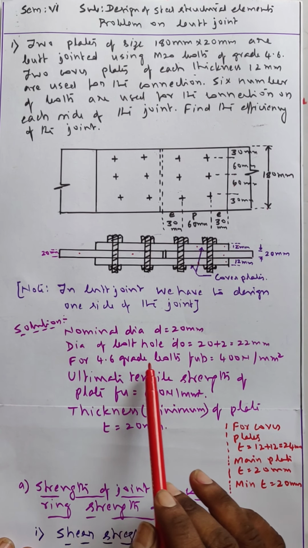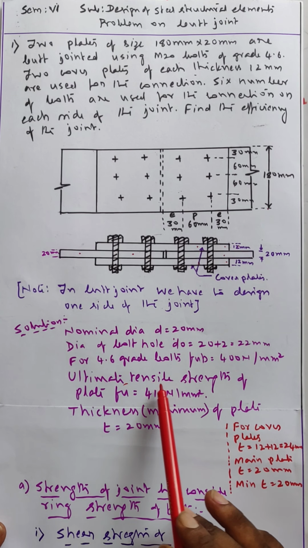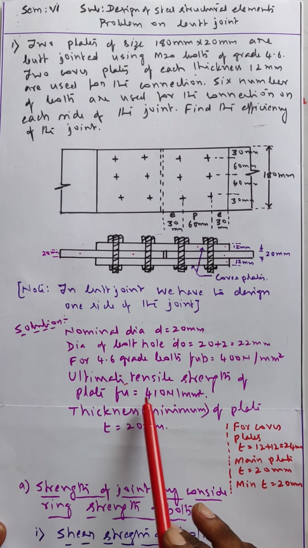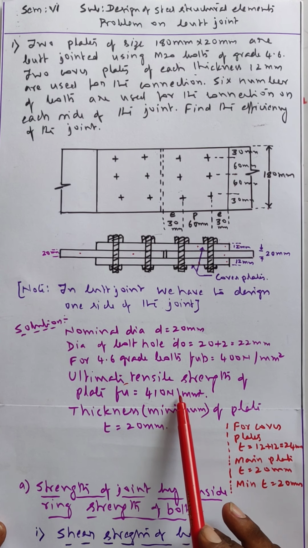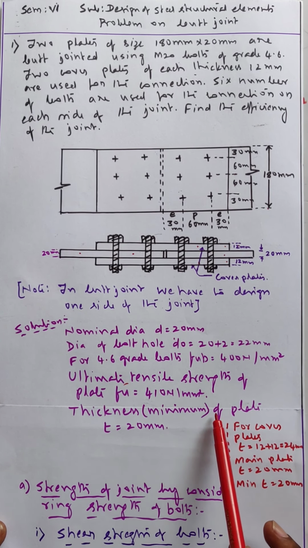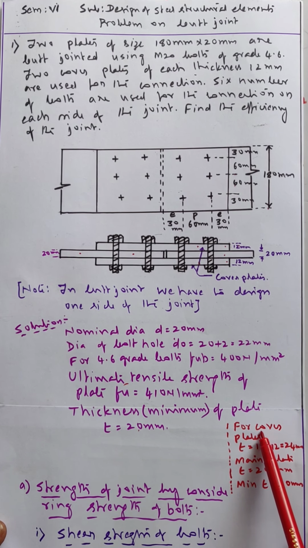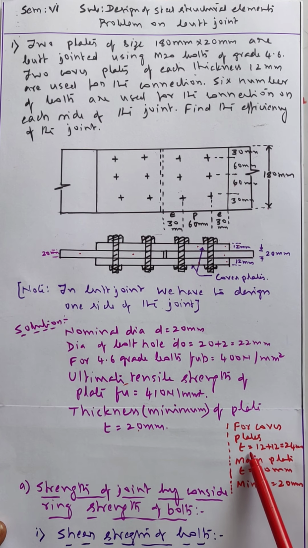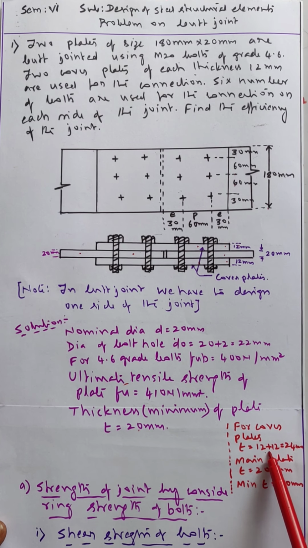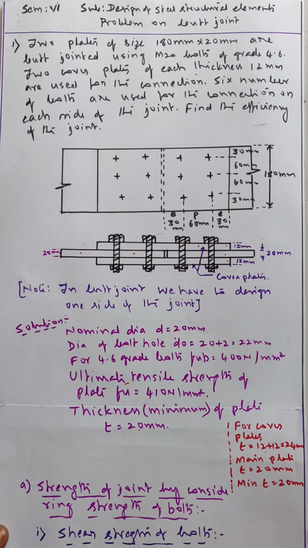For 4.6 grade bolts, FUB equal to 400 Newton per millimeter square. Ultimate tensile strength of the plate FU equal to 410 Newton per millimeter square. If it is not given also, we can assume this. The thickness of the plate T equal to minimum thickness 20 mm, because two cover plates are there. Therefore thickness of the cover plate is 12 plus 12 is 24. Main plate is 20 mm. Therefore minimum is 20 mm is the thickness of the plates we have to consider in the design.